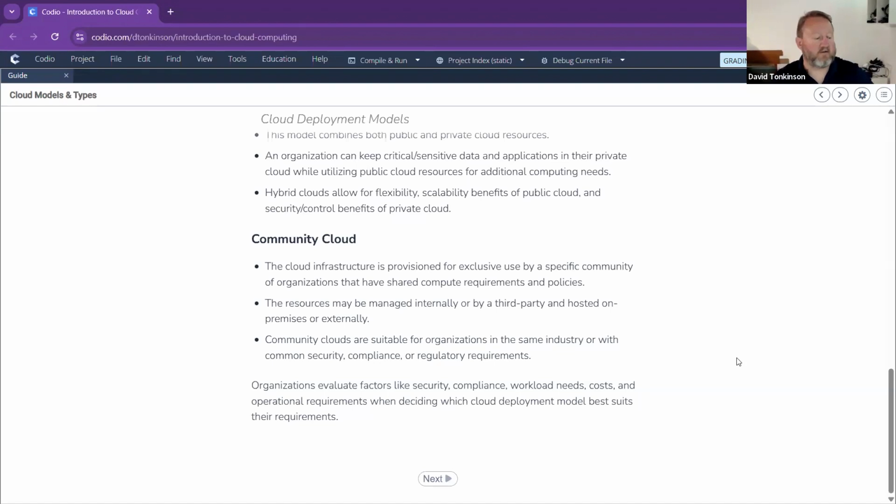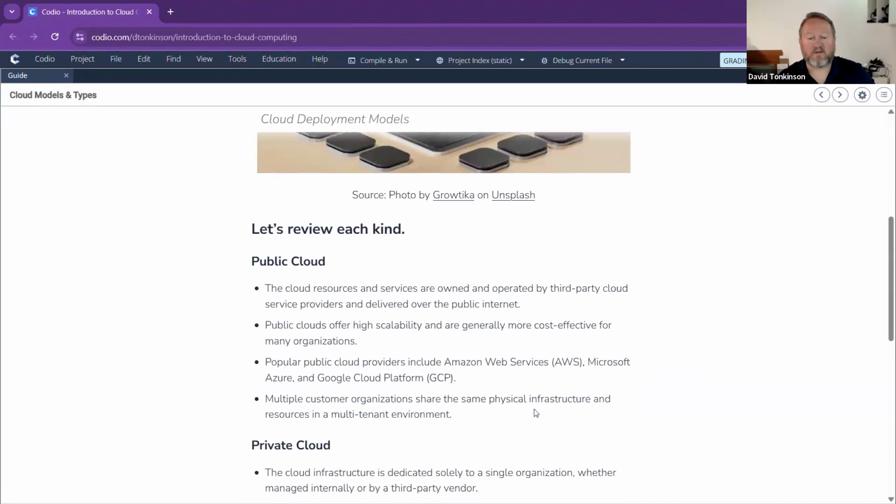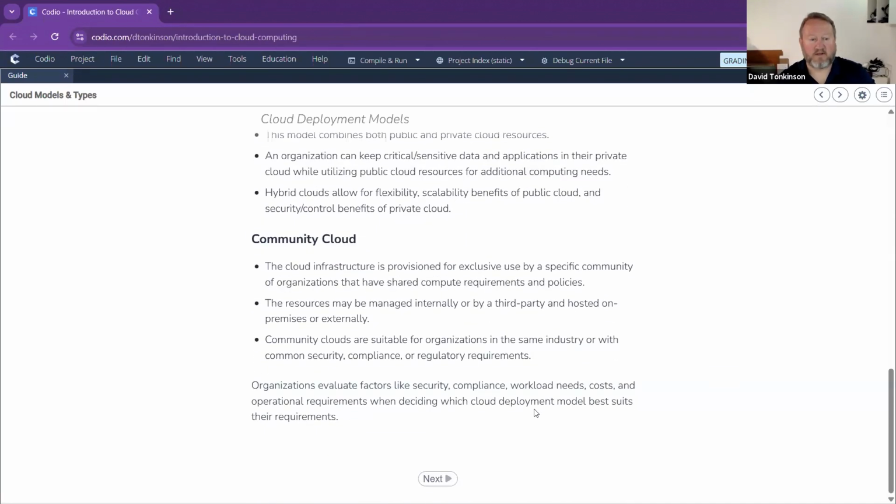And you may find that in things such as the scientific research communities, which might well have something like a community cloud applied. Any questions about those 4 deployment methods then?